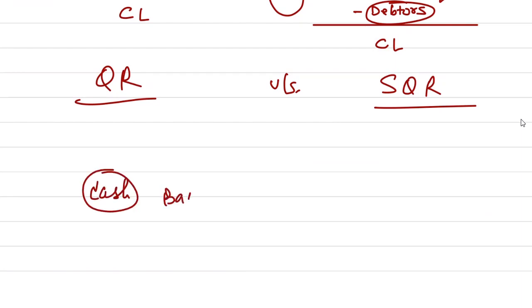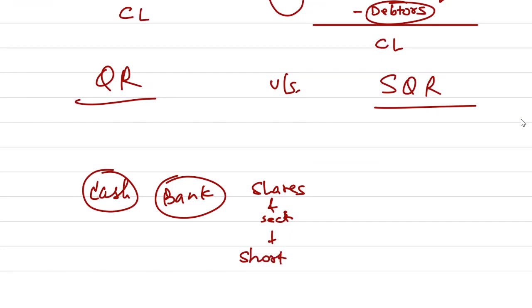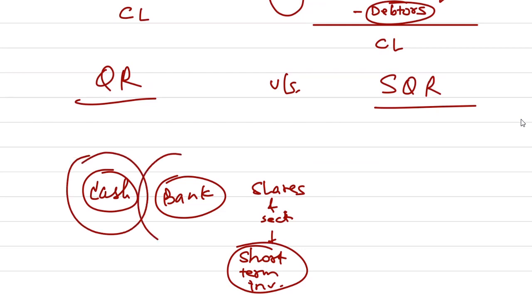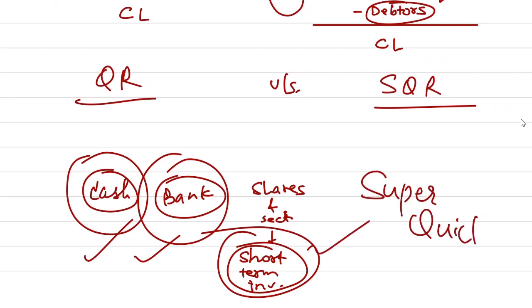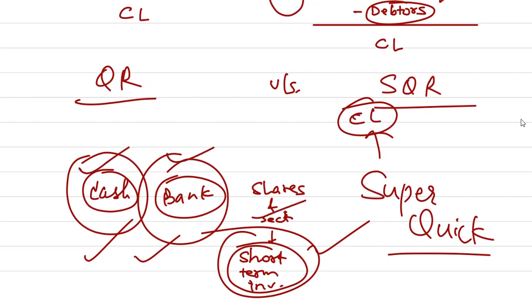We have bank that is in my control. If I have any shares and securities, which I call short-term investments, that is also in my control. So anytime I want the money, I can get it from these sources. So this is super quick. If I need any money to pay off my current liabilities, I can get it from these sources.